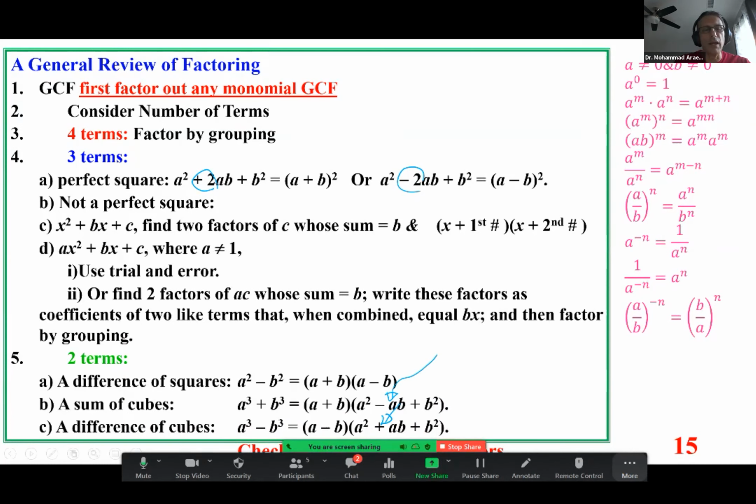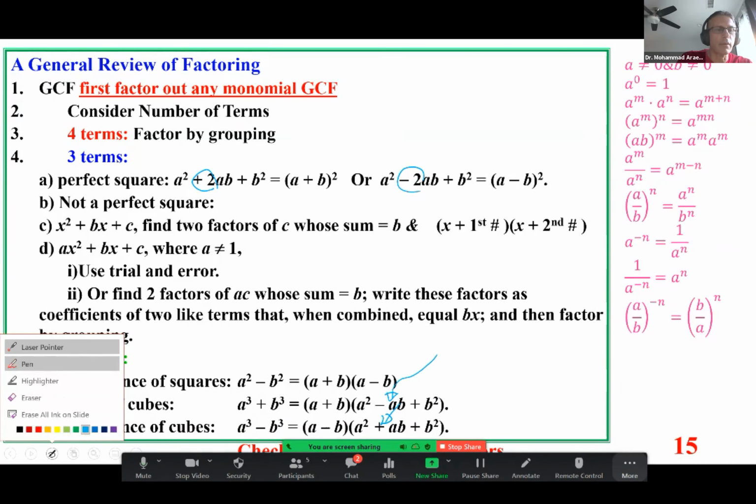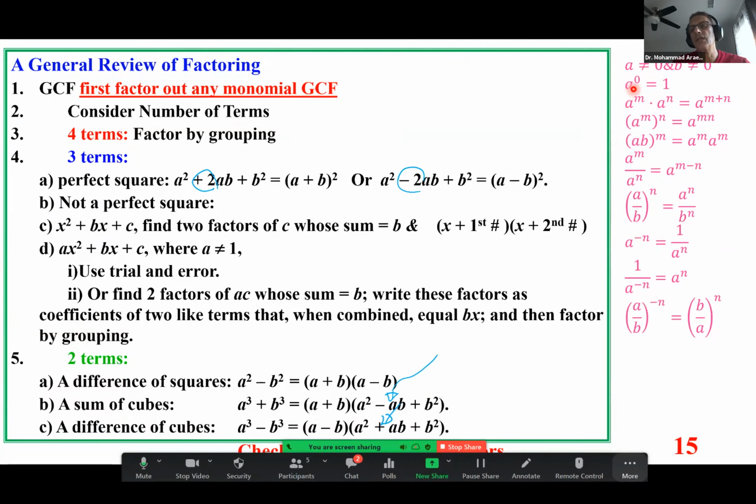On the right column, I have some exponential rules, such as the zero exponential rule, the product rule, the quotient rule, the power rule, the negative exponential rule, just reminding you of all those rules that hopefully everybody remembers so we can easily move on.